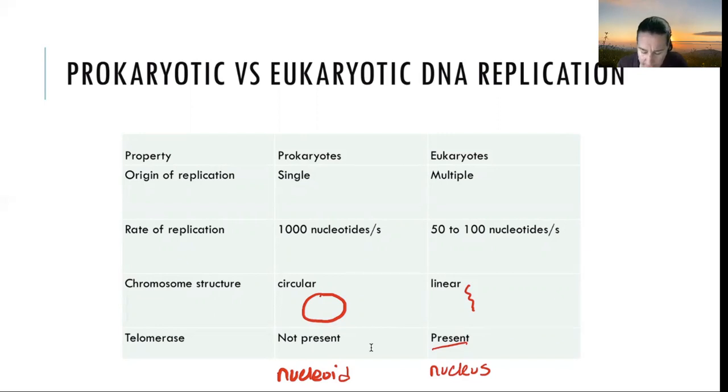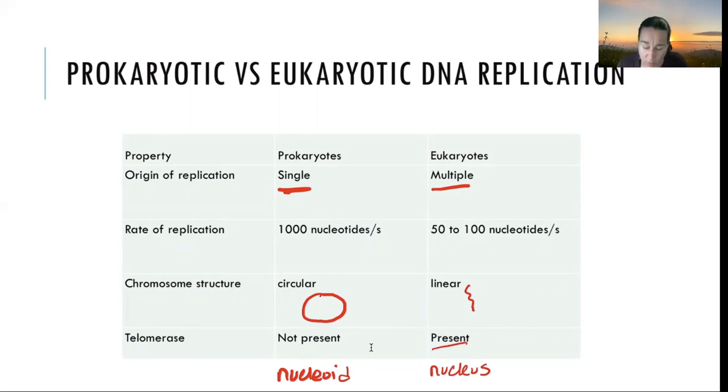Our origin of replication. We are going to have lots of them because we have lots of chromosomes and we're going to have lots of different origins. Prokaryotes have a single one. They're going to have this big giant circle with one origin right there, and then it's going to split off and it will replicate in a circle. So it's got one single origin on the prokaryote's chromosome.